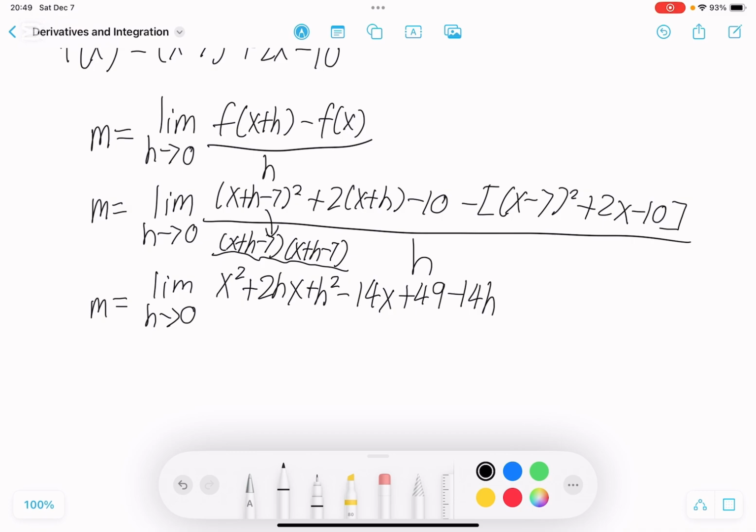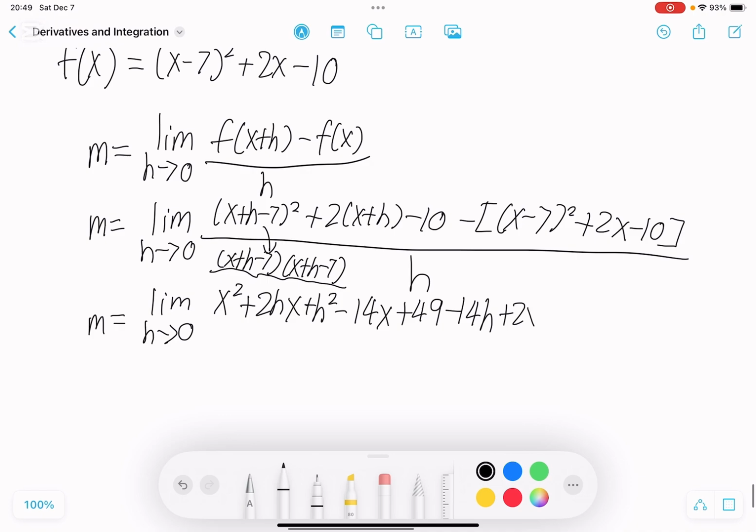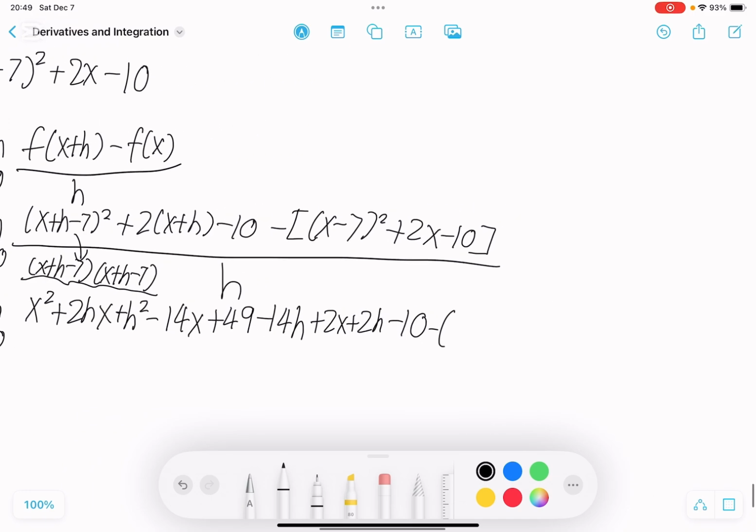Okay, x squared, and then we have xh, and then negative 7x. We have hx, and then h squared, and then negative 7h, negative 7x, negative 7h. Yeah, that's right. And then we have plus 2x plus 2h minus 10. And then minus this stuff, which just gets more complicated. So minus x squared plus 14x minus 49, minus 2x plus 10.